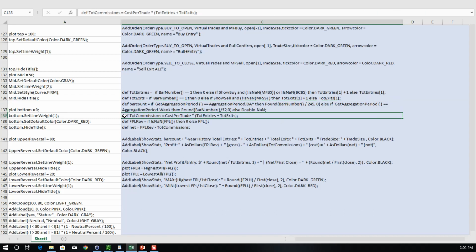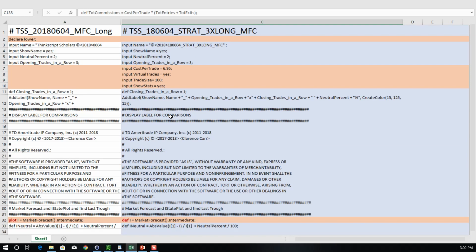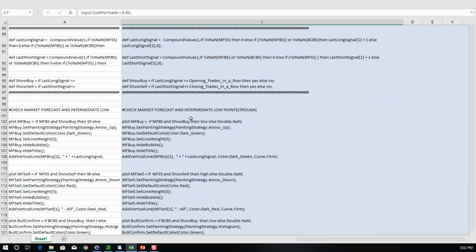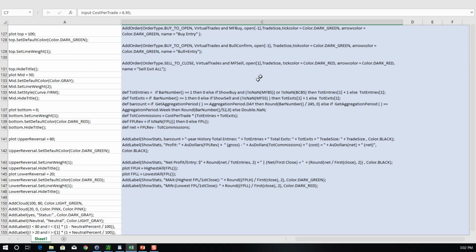Now it calculates total commissions right here. It takes your cost per trade that you entered up above, if you recall, up here, and if you're not dizzy now, you're still with me. It multiplies this cost per trade times the total number of entries plus the total number of exits, because that's assumedly the price you would have to pay to get in or get out of the trade.